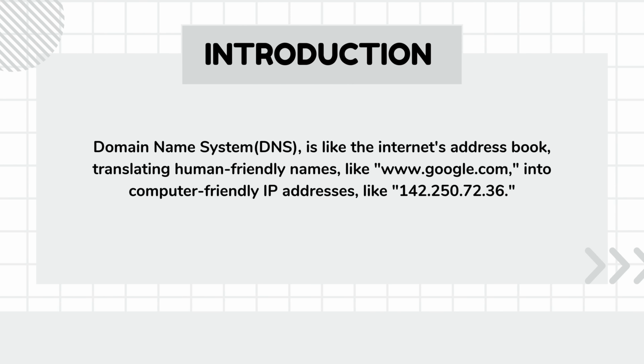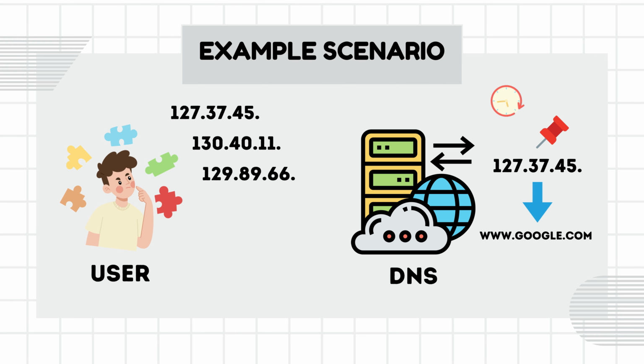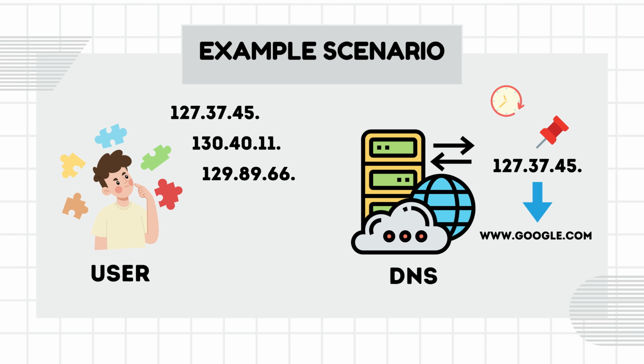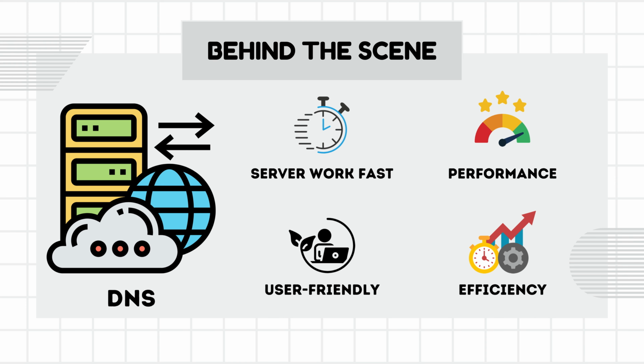DNS or the domain name system is like the internet address book, translating human-friendly names like www.google.com into computer-friendly IP addresses like 142.250.72.36. Imagine trying to remember a long string of numbers for every website you visit. DNS saves you the hassle, allowing you to type easy-to-remember names and instantly connecting you to the right site. Behind the scenes, DNS servers work fast, performing lookups to direct your browser to the exact online location you're searching for. This clever system keeps the internet user-friendly and efficient, making web browsing as smooth as flipping through your favorite playlist.